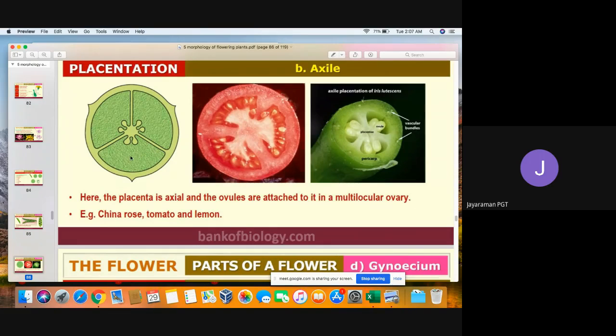Multilocular means three chambers are there. In the tomato, you can see the 1, 2, 3 chambers. This is called tricarpellary, trilocular, or generally multilocular, more than 2 chambers. A locule is a chamber.